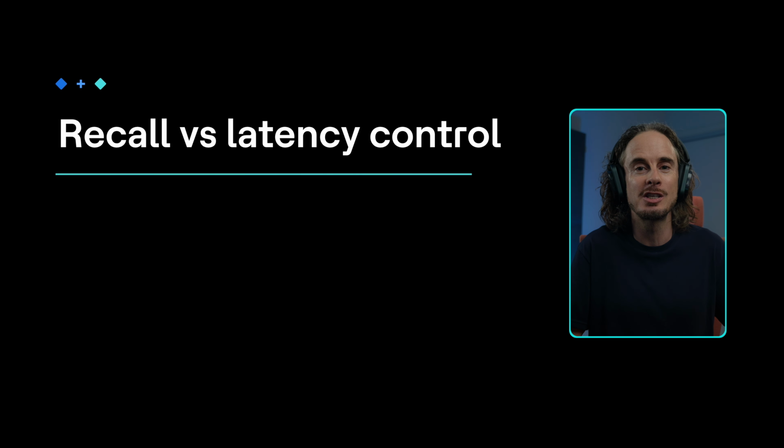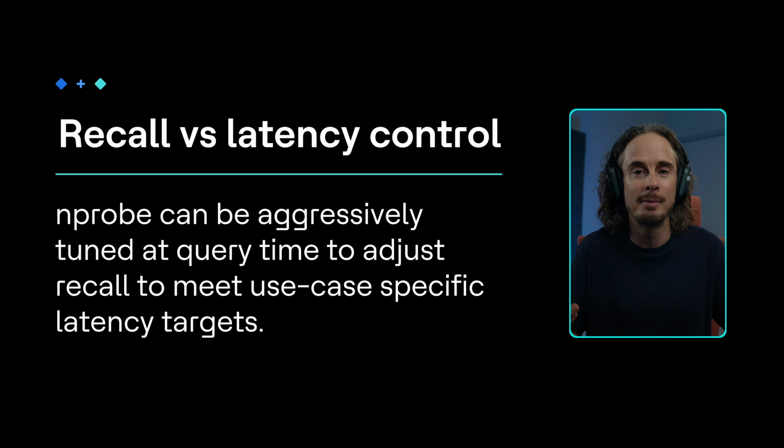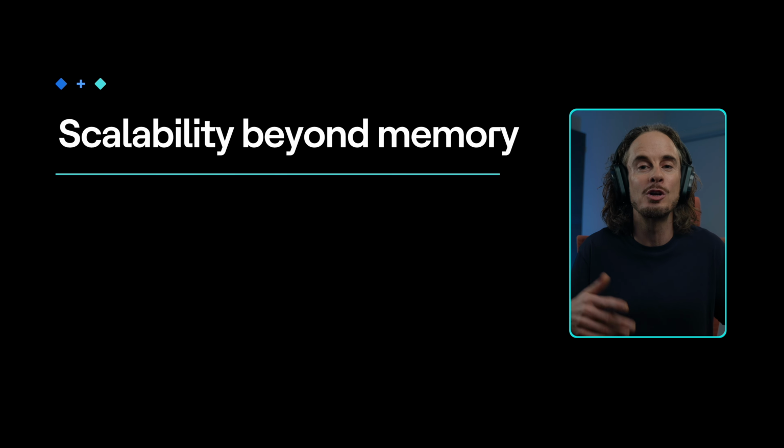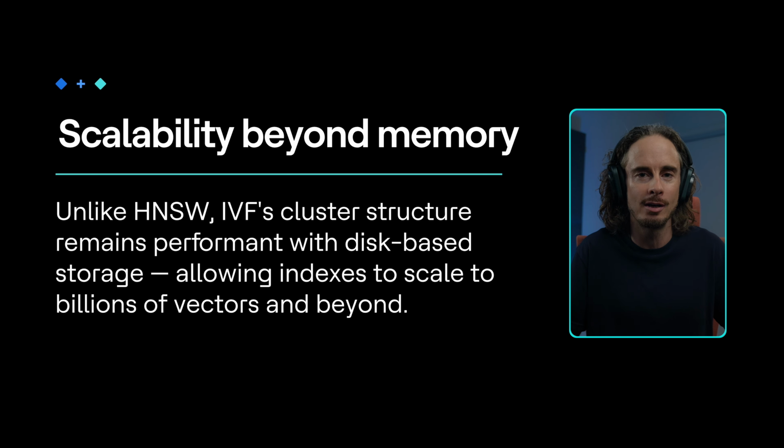Second is recall versus latency control. nprobe can be aggressively tuned at query time to adjust recall to meet use case specific latency targets. And third, scalability beyond memory. Unlike HNSW, IVF's cluster structure remains performant with disk-based storage, allowing indexes to scale to billions of vectors and beyond.